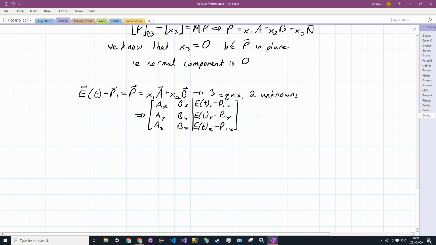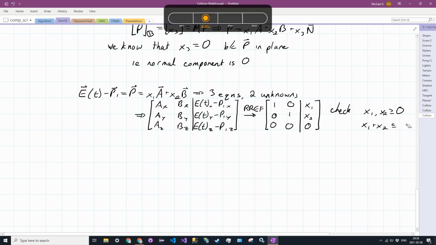And then we reduce this using reduced row echelon form, or the Gaussian algorithm, and then we'll get 1, 0, 0, 0, 1, 0, and then our components x1, x2, and 0, and then we just have to check that they're both positive, and that x1 plus x2 is less than or equal to 1.